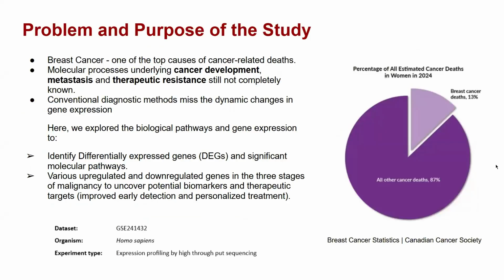So now, what was the problem and what was the purpose of my study? The problem with breast cancer research is that while we know it's one of the top causes of cancer-related deaths, we don't fully understand the molecular changes happening inside cells as the disease progresses. There are certain conventional methods to detect cancer, but they often miss the dynamic changes in gene expression. That is, how certain genes get turned on or off during cancer progression.